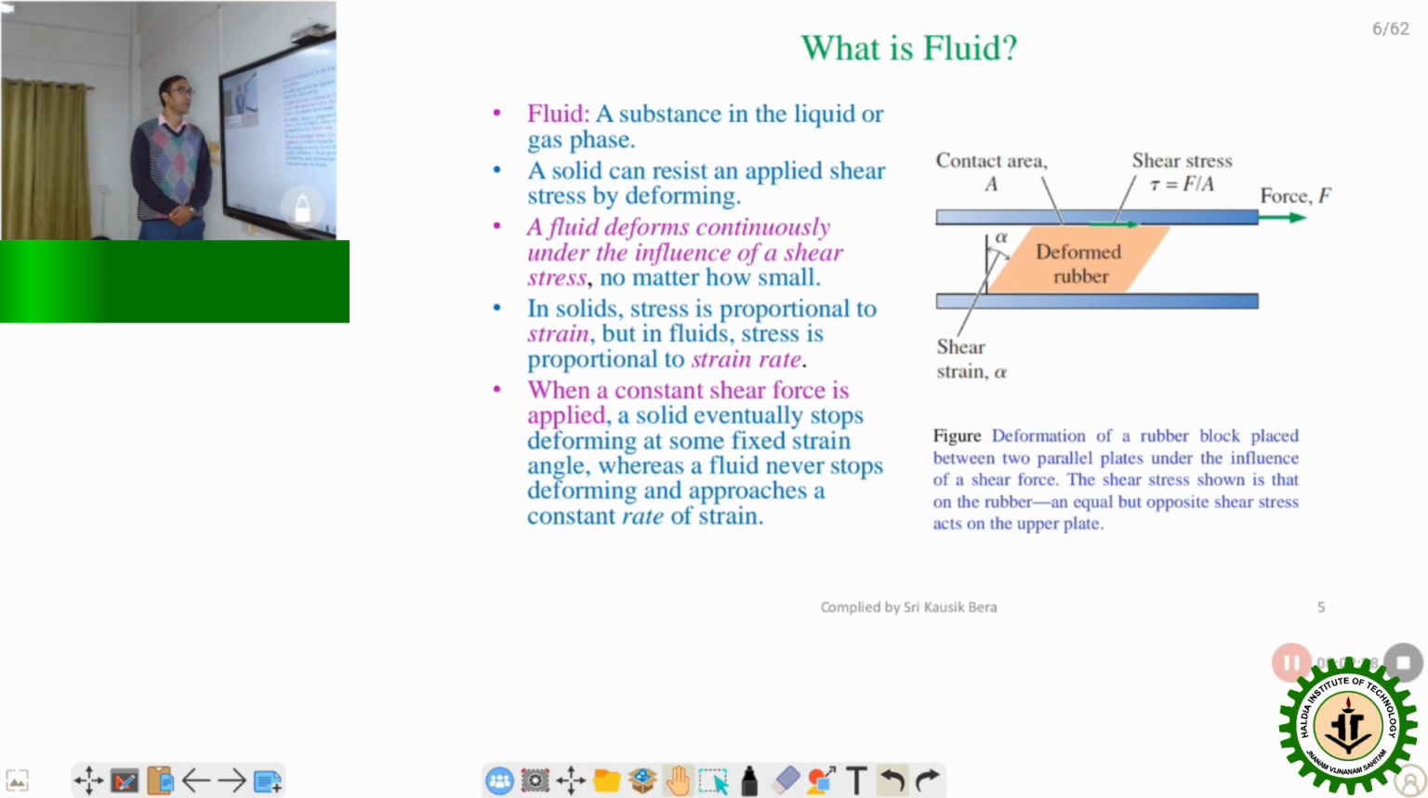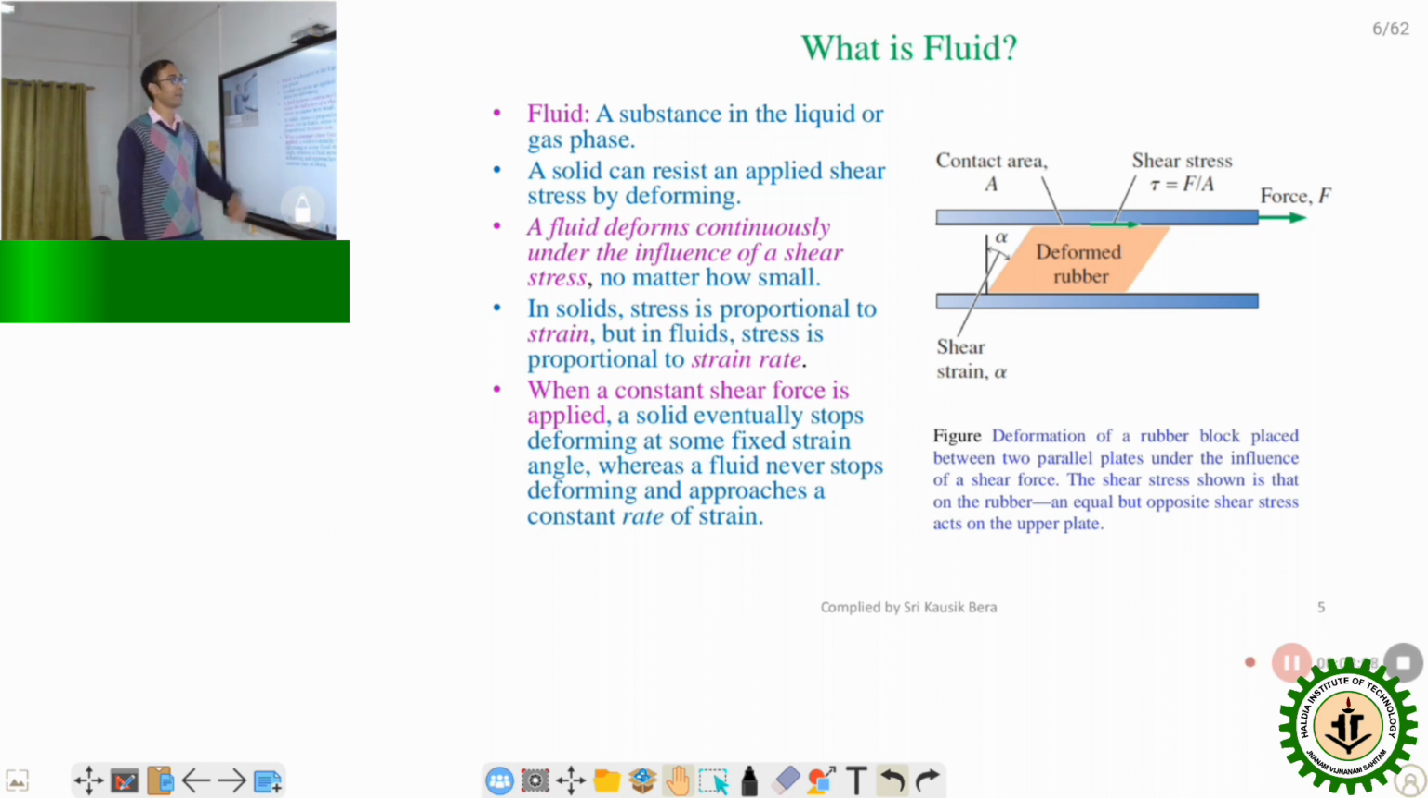So a fluid is a substance in the liquid or gas phase. A solid can resist an applied shear stress by deforming. A fluid deforms continuously under the influence of a shear stress, no matter how small. In a solid, the stress is proportional to strain, but in fluids, stress is proportional to strain rate. When a continuous shear force is applied, a solid eventually stops deforming at some fixed strain angle, whereas a fluid never stops deforming and approaches a constant rate of strain.